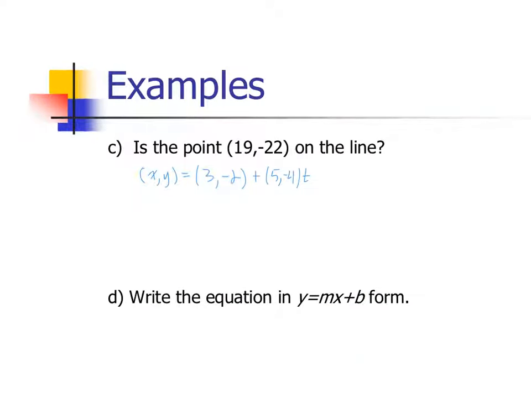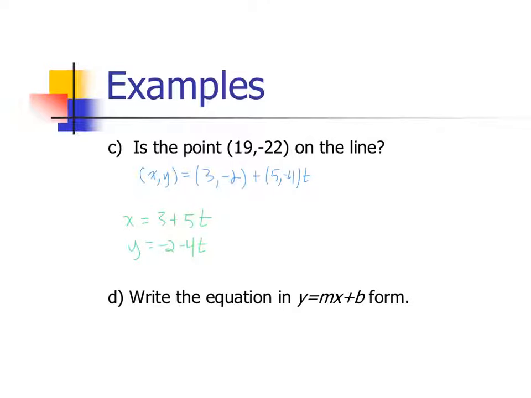So now we can do questions like you would have seen in grade 9, where we'll ask, is this particular point on the line? In this case, what we're going to want to do is write this as the parametric form again. Remember, to go from vector to parametric, we're just writing the components separately. So x here will be 3 plus 5t, and y is negative 2 minus 4t.